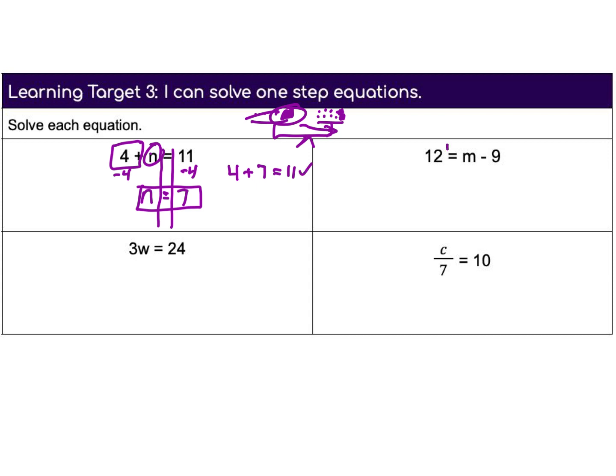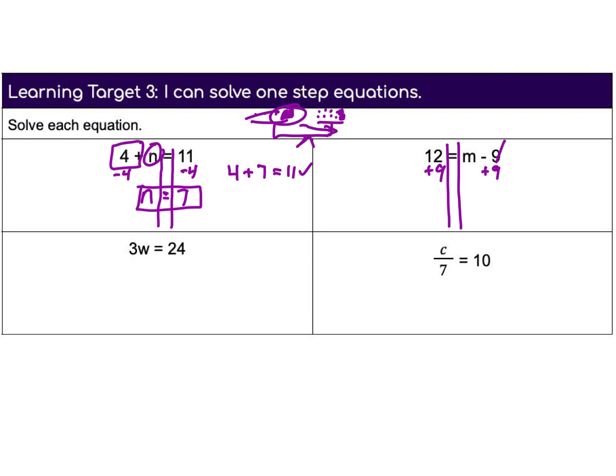The next one, I'm going to do the same thing. Remember, we're working on our brains not thinking the answer comes next. Instead, this kind of looks like the answer comes first, but remember, it's not an answer. It's just saying one side is the same as the other side. So 12 is the same as m take away 9. So I'm going to undo this by adding 9 to both sides. What I do to one side, I do to the other side.